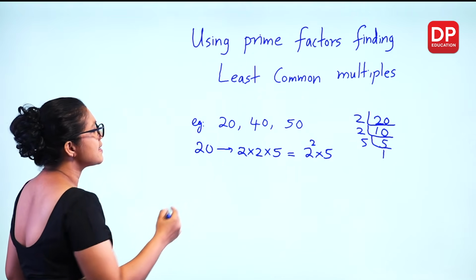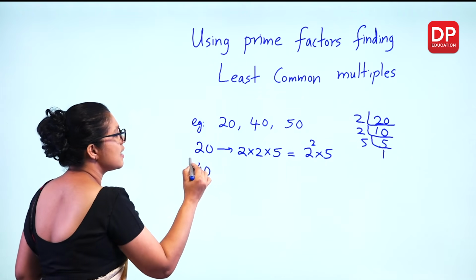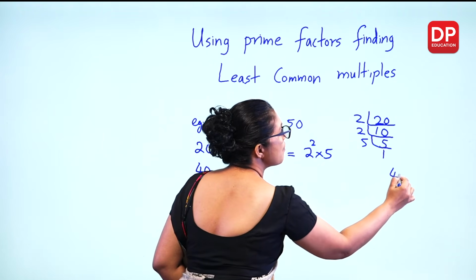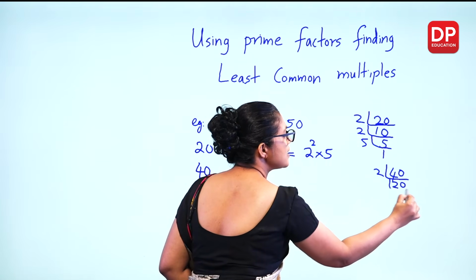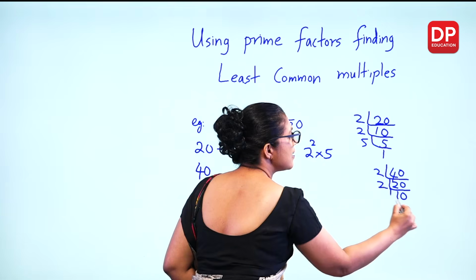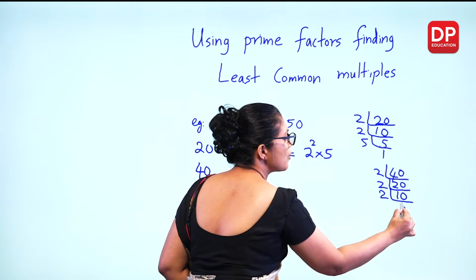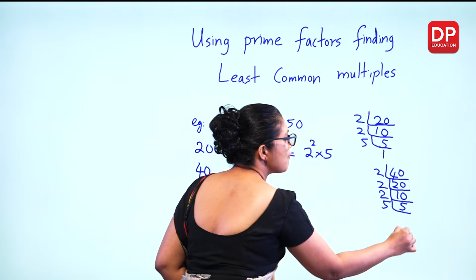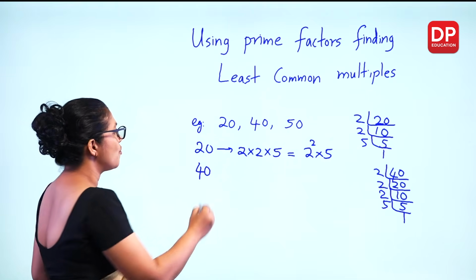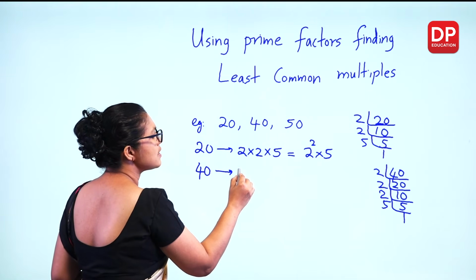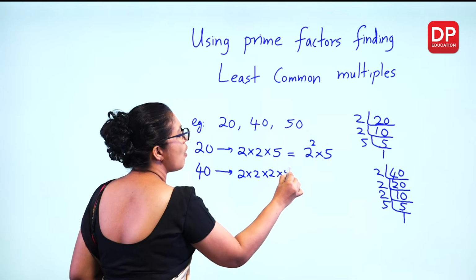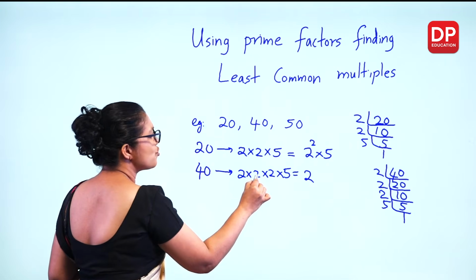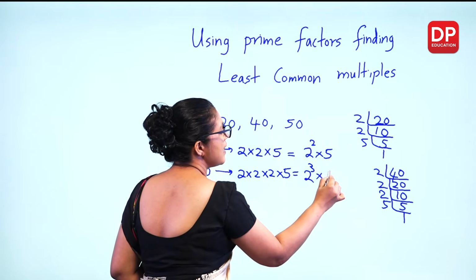Now we'll take the next number, 40. What are the prime factors for 40? Divide by 2, you get 20. Divide by 2 again, you get 10. Divide by 2, you get 5. You divide by 5, you get 1. So what are the prime factors for 40? 2 times 2 times 2 times 5, or you can write 2 to the power 3 and a 5.